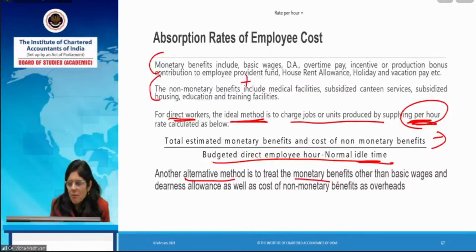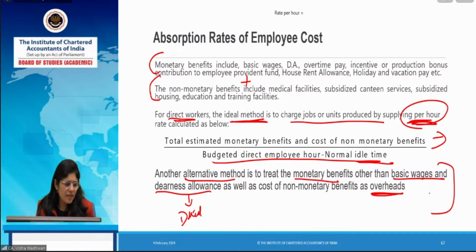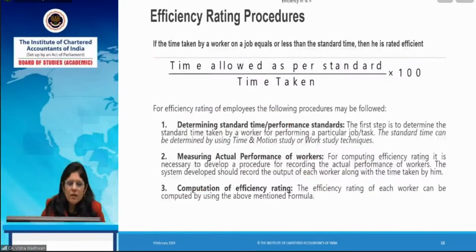The alternative method is, in monetary terms, only the basic wages and DA allowance you should take as direct. Rest everything you take as overhead. So again, this is not followed very popularly. The common method is to treat everything you are paying to direct workers as direct cost, and calculate the rate per hour. So students, I hope you have got this, the concept of absorption of wages. It's a very, very important and very relevant concept to understand costing in a different way. Clear? Okay, so let's move on to other considerations.